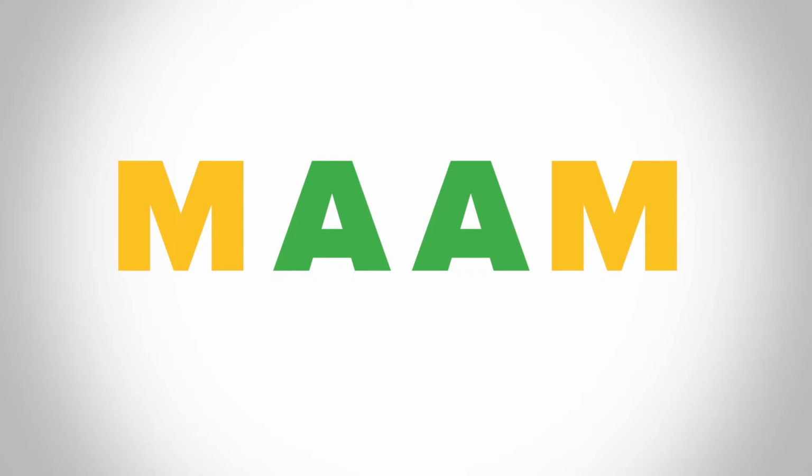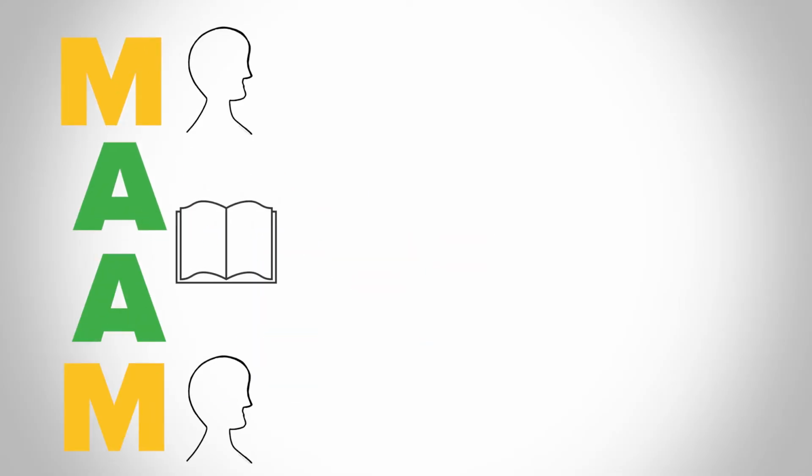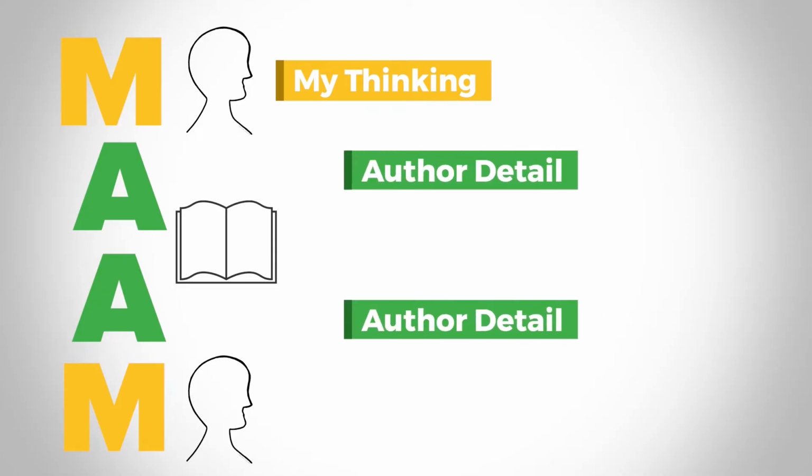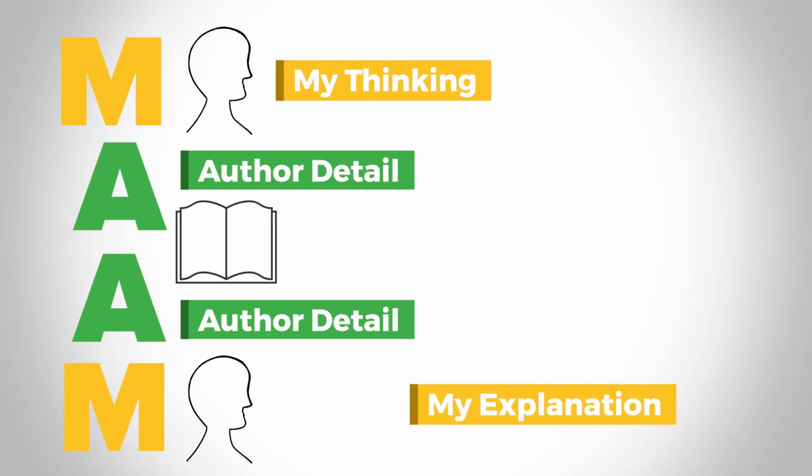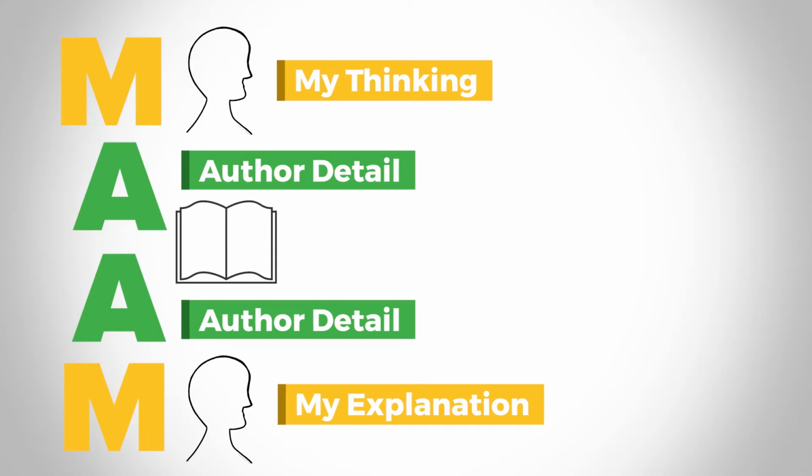When applying the MAAM acronym, a basic constructed response would have 4 sentences, some from my head and some from the author's text. The first sentence is my thinking. It's the answer. The next 2 sentences come from the author. They'll be literal words and details stated in the text. The final sentence is again my explanation.